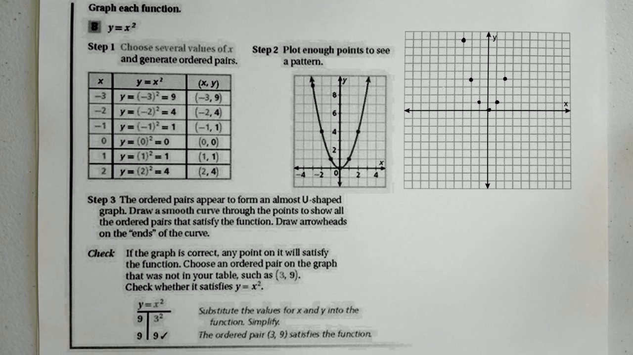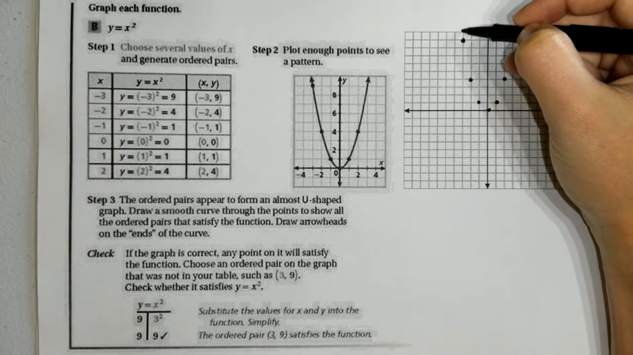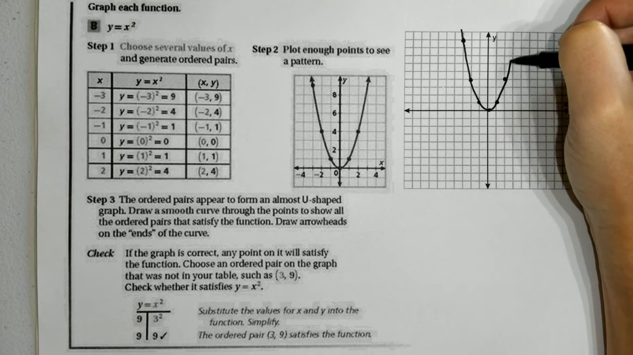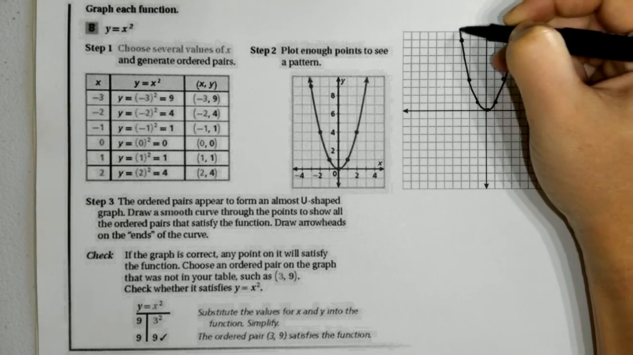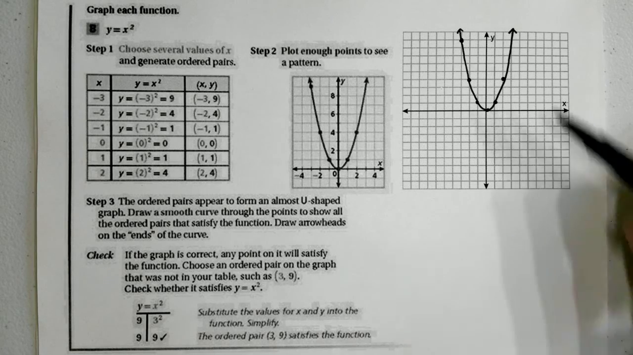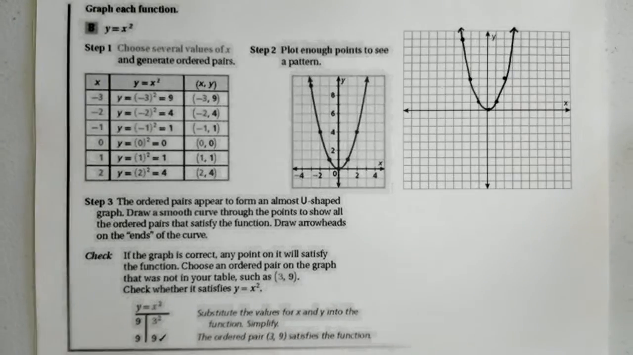If you don't really see a pattern, you can add some more x values to help you out. You kind of see an idea of what's going on. It's a curve, so you would connect your dots, okay, and then it's going to go up, and then you draw your arrows to show that it continues, okay. So the ordered pairs appear to form an almost U-shaped graph, so you draw a smooth curve through the points to show all the ordered pairs that satisfy the function. Draw arrowheads at the end of the curves, okay, to show that it continues, like I did.